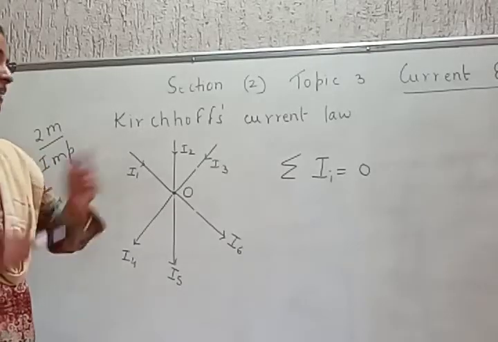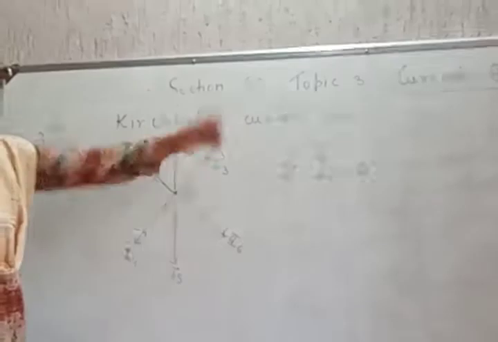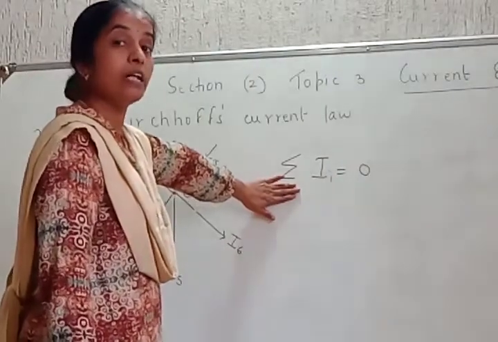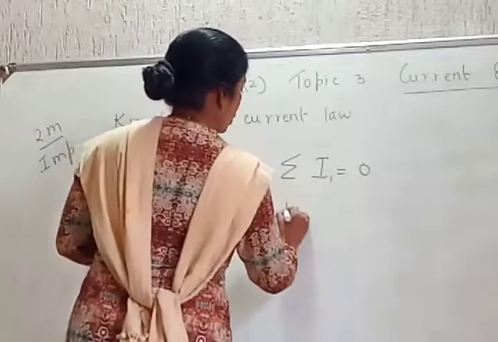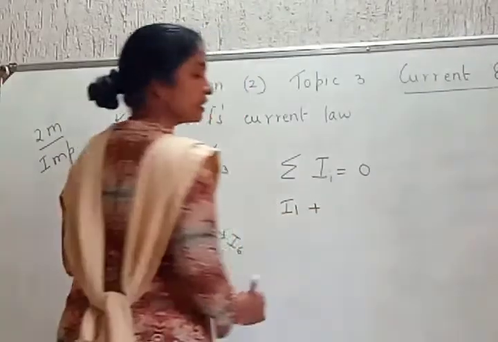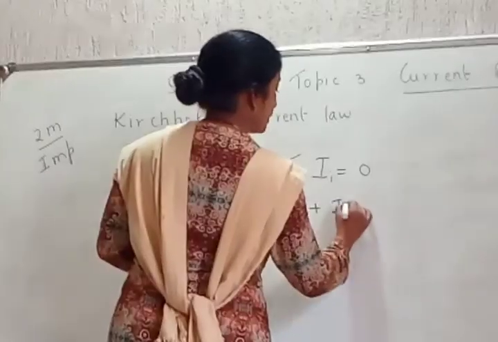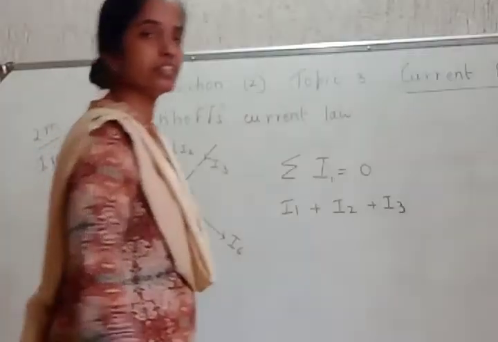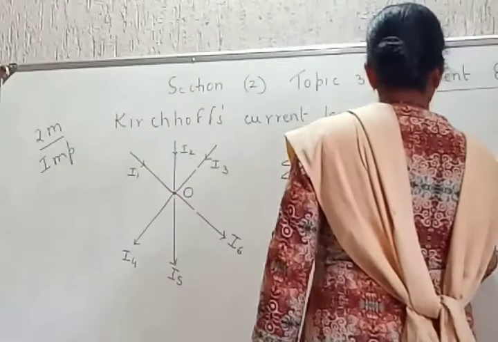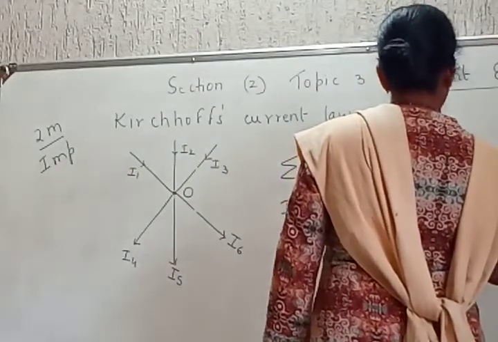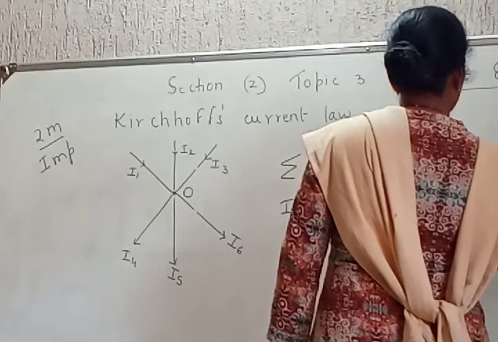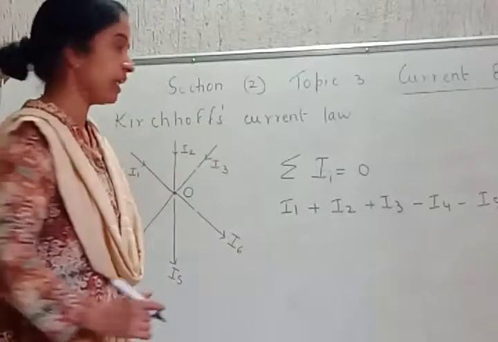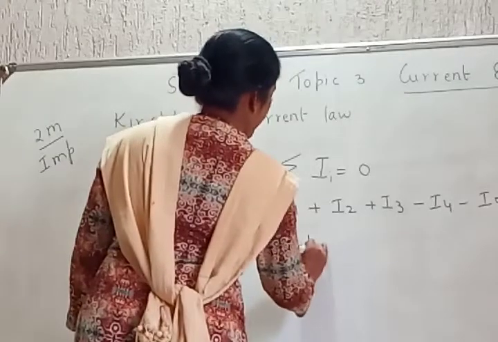Okay students, that is the thing here. So if you apply the algebraic sum of the currents arriving at any junction is 0, how will it come? I1 positive because it's flowing towards the junction, I2 positive, I3 positive because they are flowing towards the junction, I4 negative, I5 negative, I6 negative. They are flowing away from the junction. Got them? Hence, what do we get here?